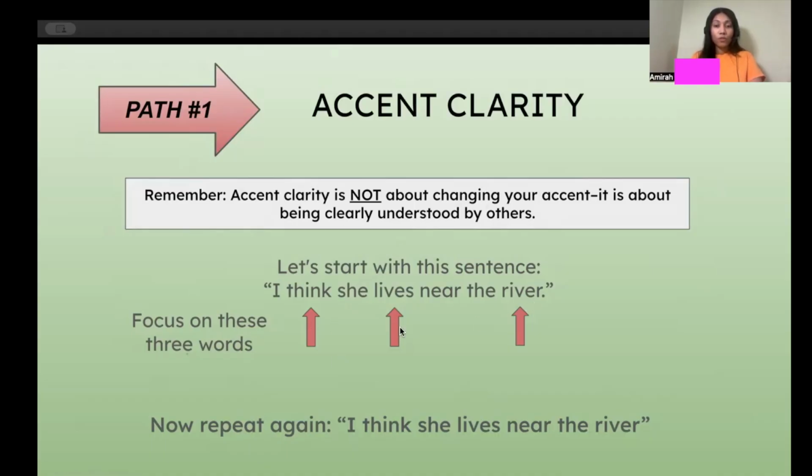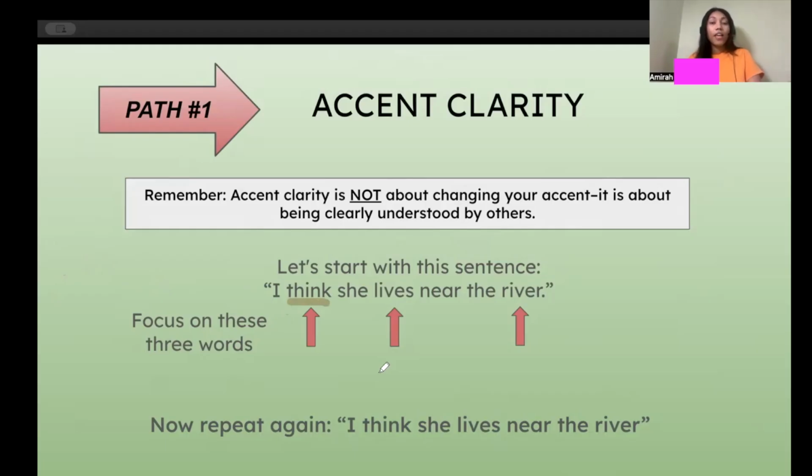And I want the person to focus on these three words: the word think, the word lives, and the word river. So I'll have the person say, can you say, hold on, let me get my annotating material here, my little squiggly thing. Let's do this. Okay. So I'll say, can you say this word here? And they say, think. I'll say, okay, sounds good.